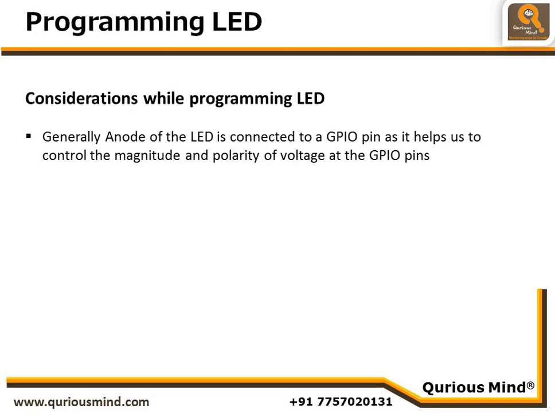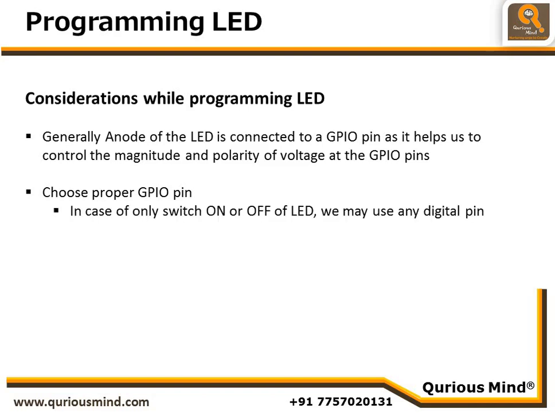Now there are a few more things to consider. Choosing the proper GPIO pin. If we want to switch the LED on and off, we know switch on and switch off are only two values. Two values means they are digital values. Because they are digital values, we can connect this to any of our digital GPIO pins, that is from pin 2 to 13. We generally don't use 0 and 1 because we leave them for the serial communication. So between pin 2 and 13, you can connect it anywhere if we want only to switch on and off.